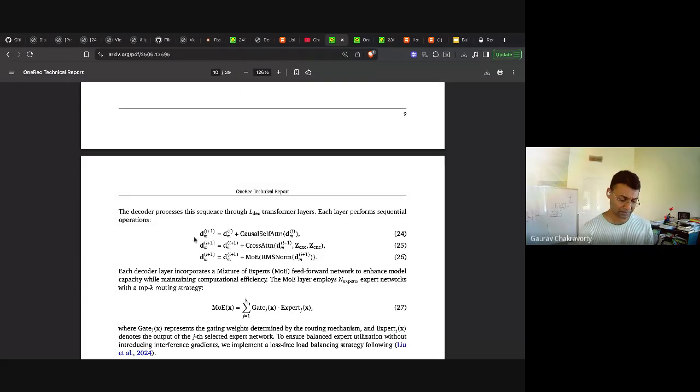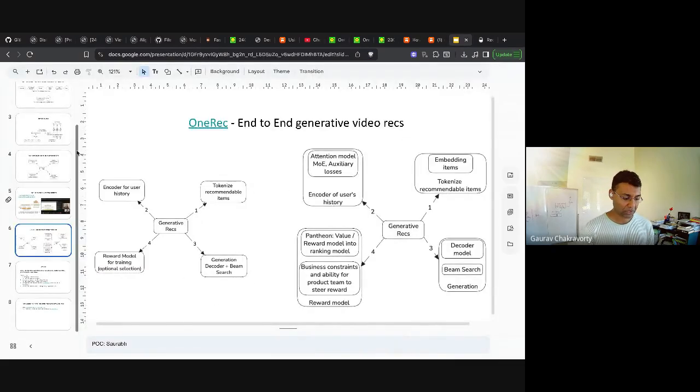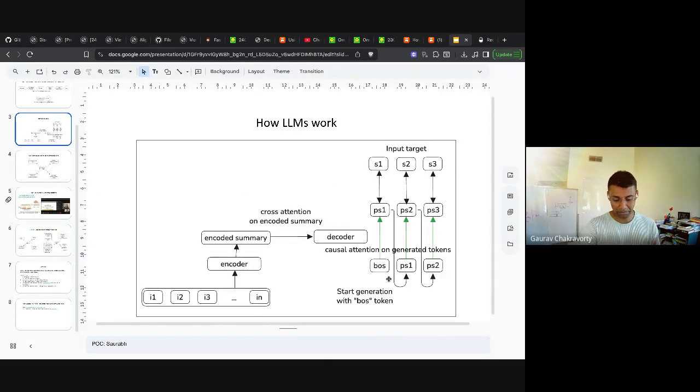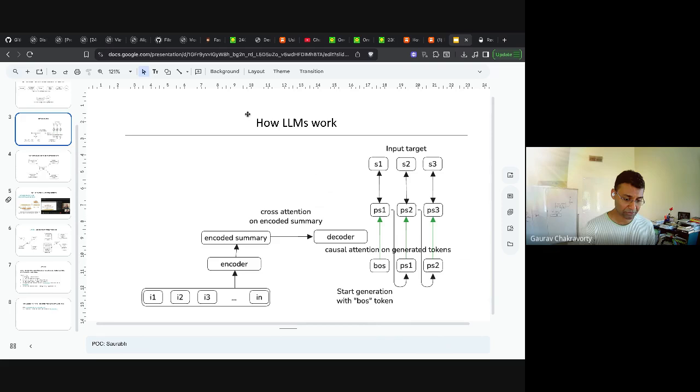In terms of what they do, they actually stick very close to our prototypical LLM definition. You have encoding that goes into the summary, and then there's a decoder which does cross attention on the summary and causal attention on the generation, and teacher forcing and all that for training.